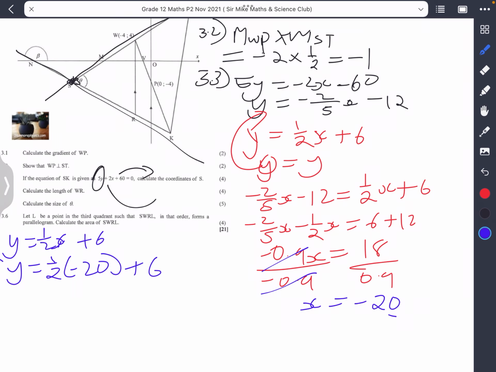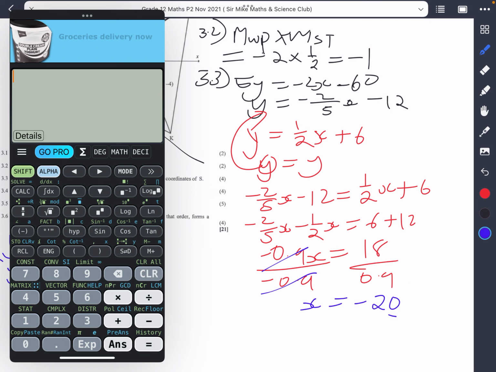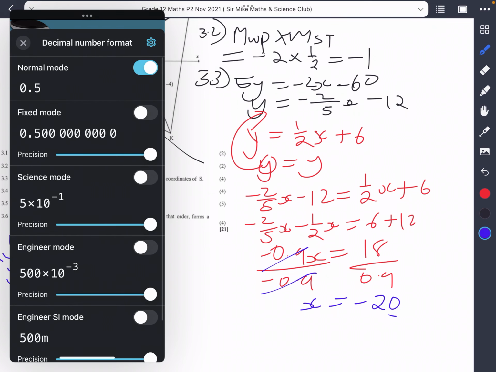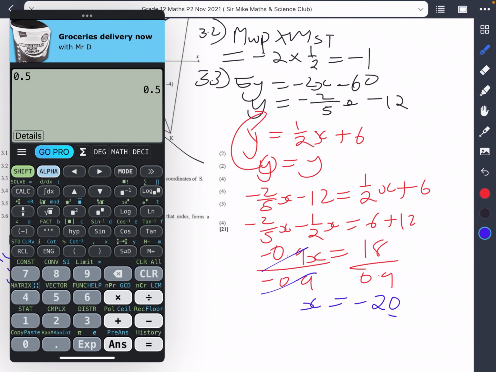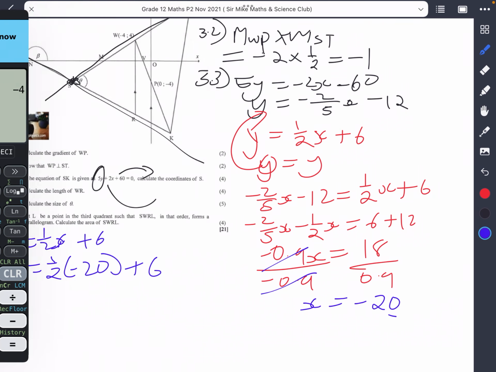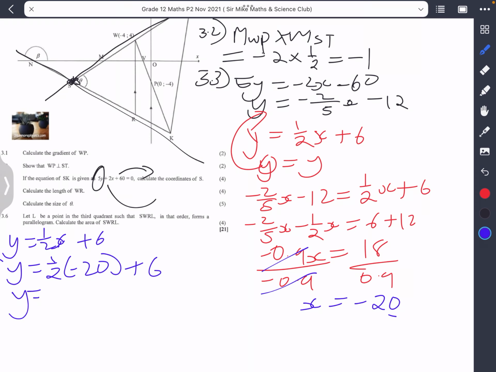Let me put that into the calculator. So we have 0.5 times negative 20, plus 6. You'd actually get a value of negative 4. So y would be negative 4. When x is equal to negative 20, y is equal to negative 4. Now I know the coordinates of S: S is negative 20, negative 4. Those are the coordinates of point S.